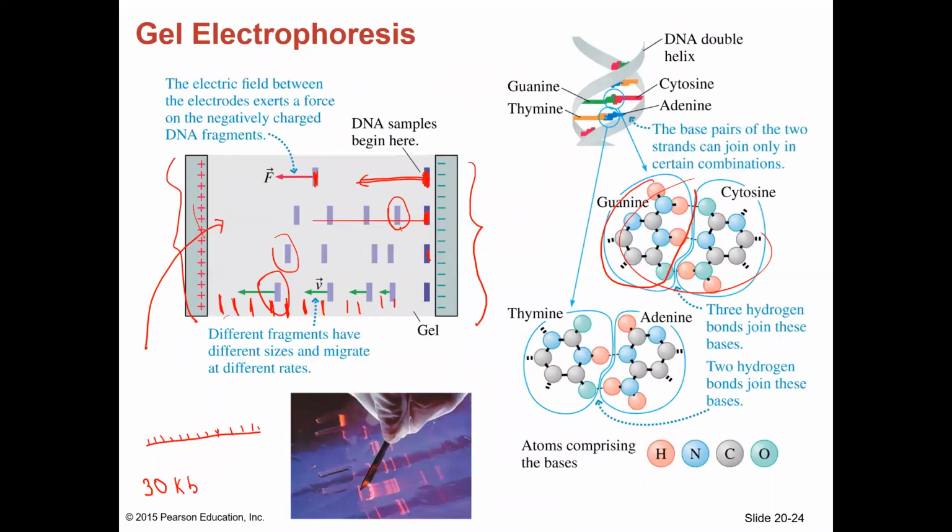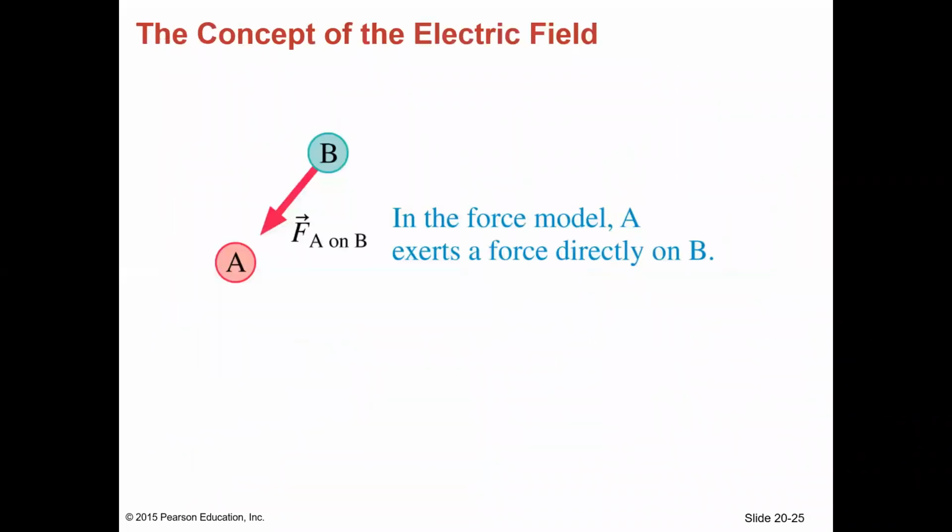You will learn that in biology if you take a biology course. But again, the applicability of that comes from the fact that these pairs are charged. They have oxygen and nitrogen and hydrogen. They have net charges. Okay, so now let's talk about another very important concept called electric field.